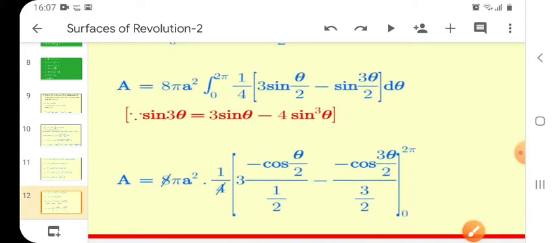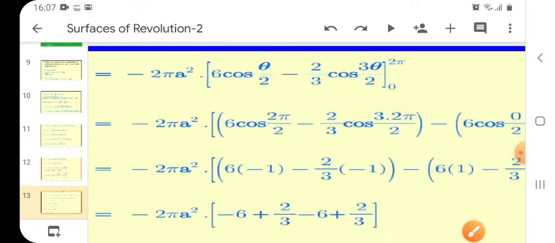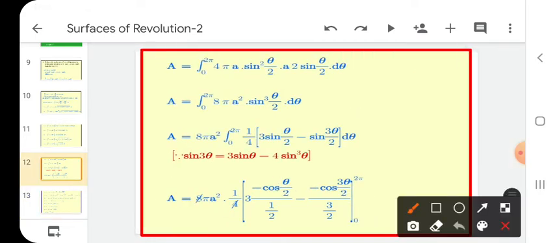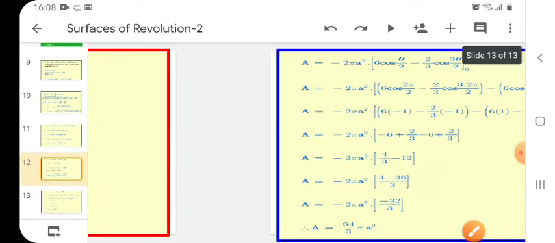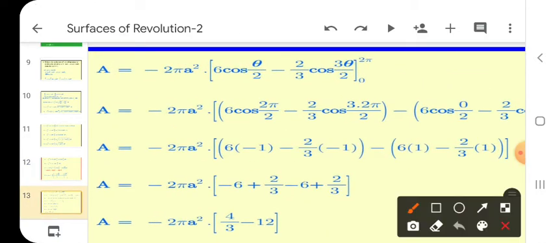Okay. Now I substitute the limit values. See here. Here we have 3 and in the denominator we have 1 by 2. So what we get here: 3 into the denominator is reversible, so 2 by 1. That means 6 by 1, that is 6. So what we have here is 6. Here the denominator is 3 by 2, so I write 2 by 3 in the numerator. See here, 6 cos theta by 2 minus 2 by 3 cos 3 theta by 2, and the limits are 0, 2 pi.